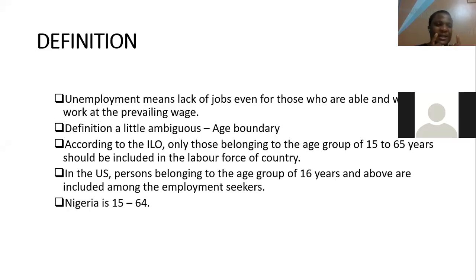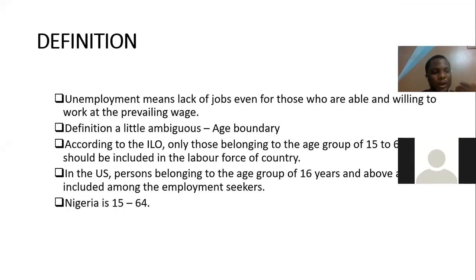So what that means is that unemployment must be defined according to the law. And that law for Nigeria means, first, you must be within the ages of 15 and 64. Second, you must be willing to work. And third, you can't find a job. Under that scenario, we can then say that this particular individual is unemployed.